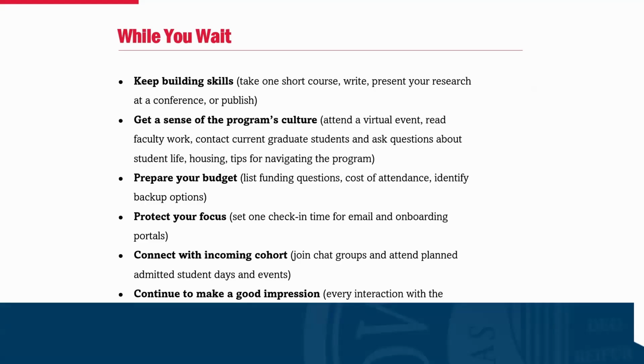Maybe there's a syllabus that you can get your hands on to get acclimated with what types of domains of research, what the expectations are for first semester, right? So you want to ask about student life, housing, tips for navigating the program. You prepare your budget. Of course, we talked about that earlier. You want to also engage with your incoming cohort. Oftentimes, there are chat groups that you can join for incoming students. You can attend, again, admitted student days.